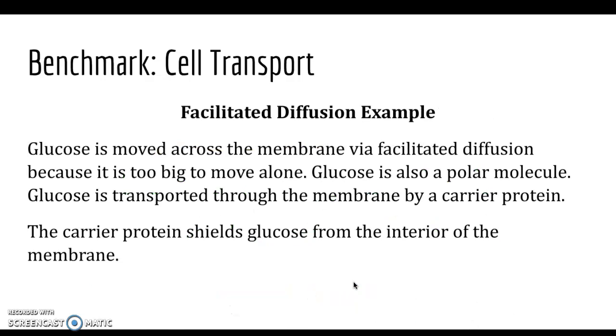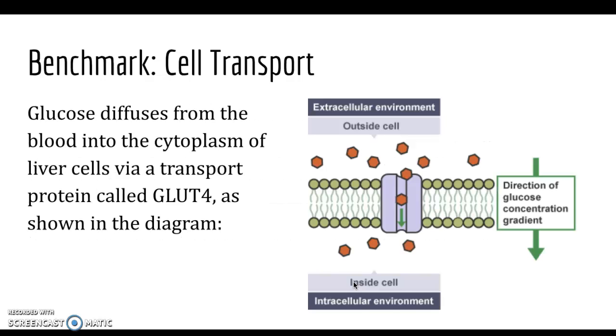An example of facilitated diffusion that we talked about in our investigation is glucose. Glucose is moved across the membrane via facilitated diffusion because it was too big to go through the phospholipids. Glucose is a really large molecule, and it's polar, so it can't go through that hydrophobic interior of the membrane. So glucose is able to be carried through the membrane via a carrier protein, or a transport protein. This protein shields glucose from the interior of the membrane, so it's able to pass through and go from the outside of the cell to the inside of the cell.